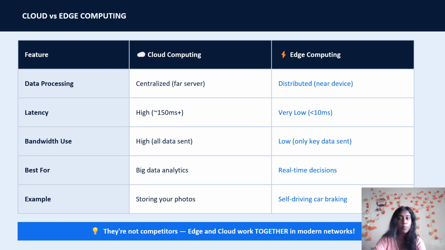With edge, only the processed result or the critical data gets forwarded. This massively reduces the bandwidth usage and helps prevent loss. The best use cases here are: cloud wins at long-term storage, like big data analytics such as AI model training, and anything like that. Whereas edge is used in real-time decisions, anything that is needed on an everyday basis, edge is more preferred.